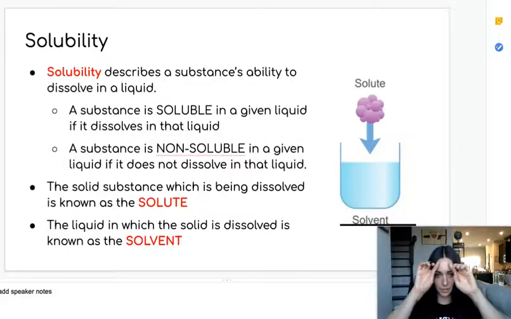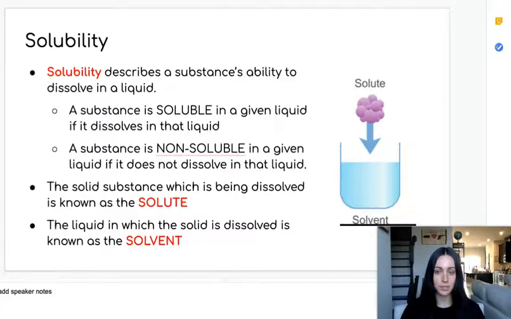The final property that we will discuss today is solubility. Solubility is the property that describes a substance's ability to dissolve in a liquid. We say that a substance is soluble in a given liquid if, when placed in that liquid, it dissolves. A substance is what we call non-soluble in the given liquid if, when placed in that liquid, it does not dissolve.